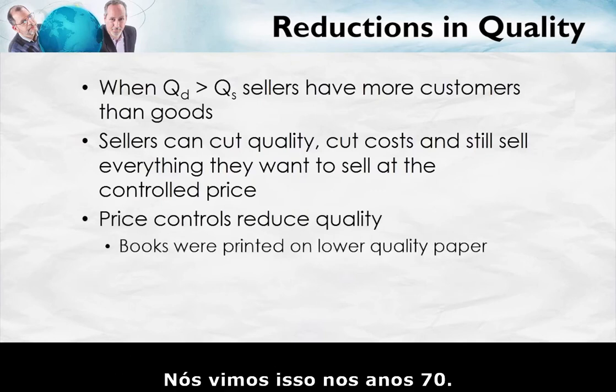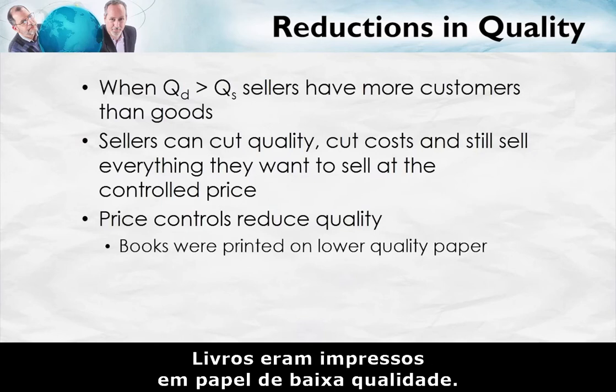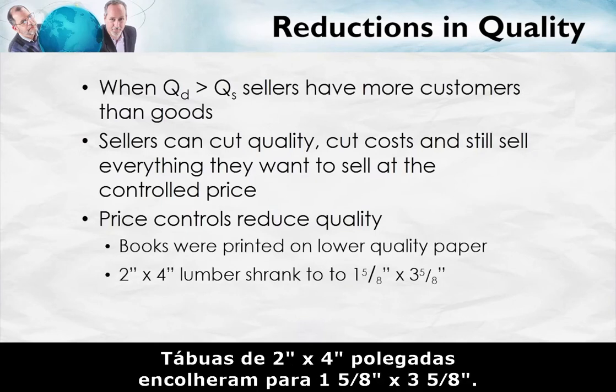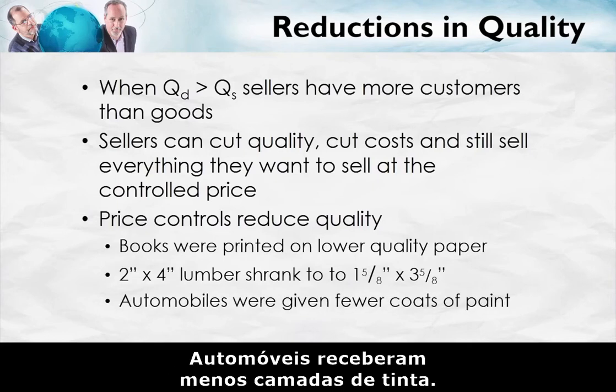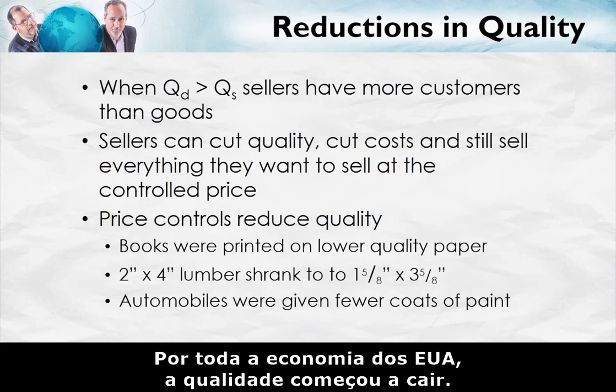We saw this in the 1970s. Books were printed on lower quality paper. 2x4 lumber shrank to 1 5/8 by 3 5/8. Automobiles were given fewer coats of paint. Throughout the U.S. economy, quality began to fall.